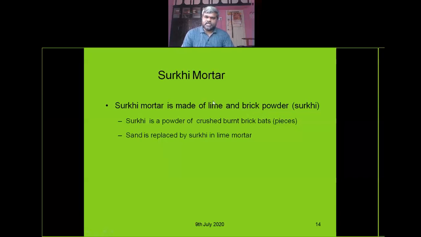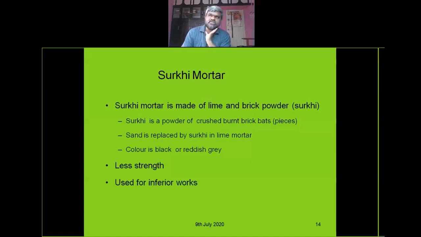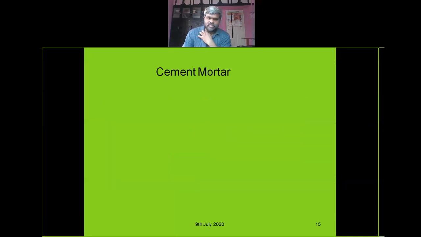So instead of cement, lime is added here. And surki is a powder of crushed burnt bricks, meaning brick pieces. So sand is replaced by surki in lime powder, meaning lime mortar, where lime and brick powder are used instead of our sand, right? So the color is black or reddish gray. It also gives less strength, used for inferior works, right?